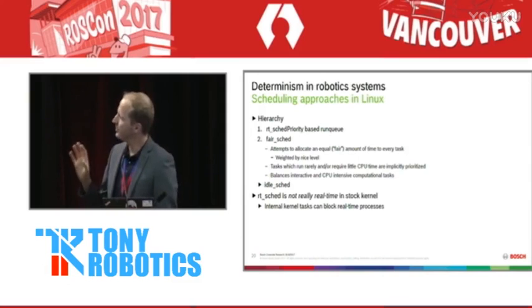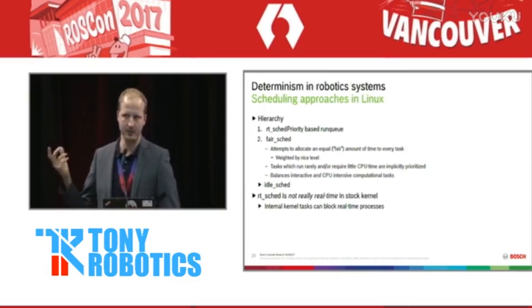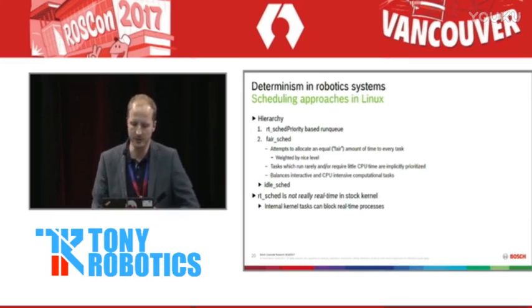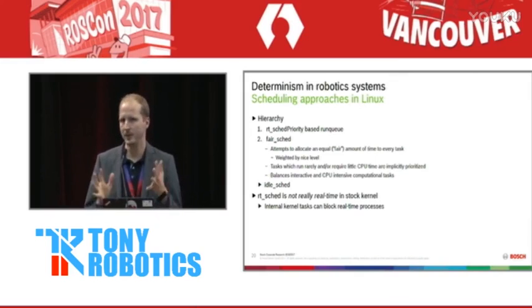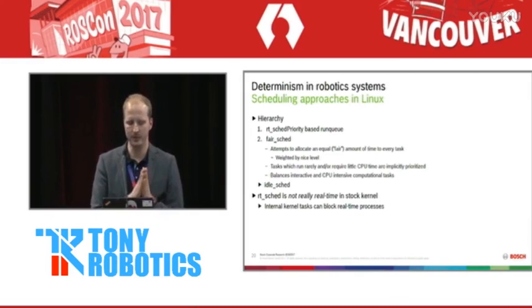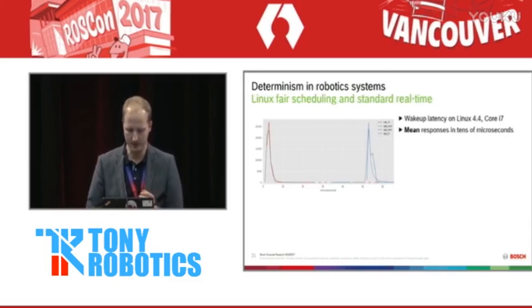Anyway, what I'm just saying is that you should be aware that the fair scheduler doesn't have any notion of priority. And if you really need fixed priority processing, you need to use a real-time scheduler. And the real-time scheduler, again, in the Linux kernel is not really real-time. I will give you an example.